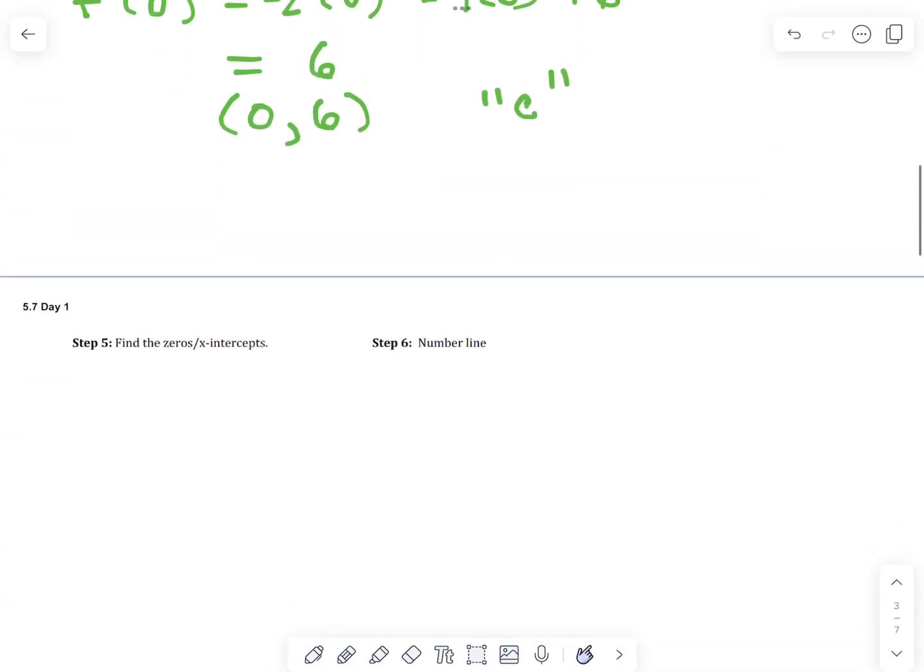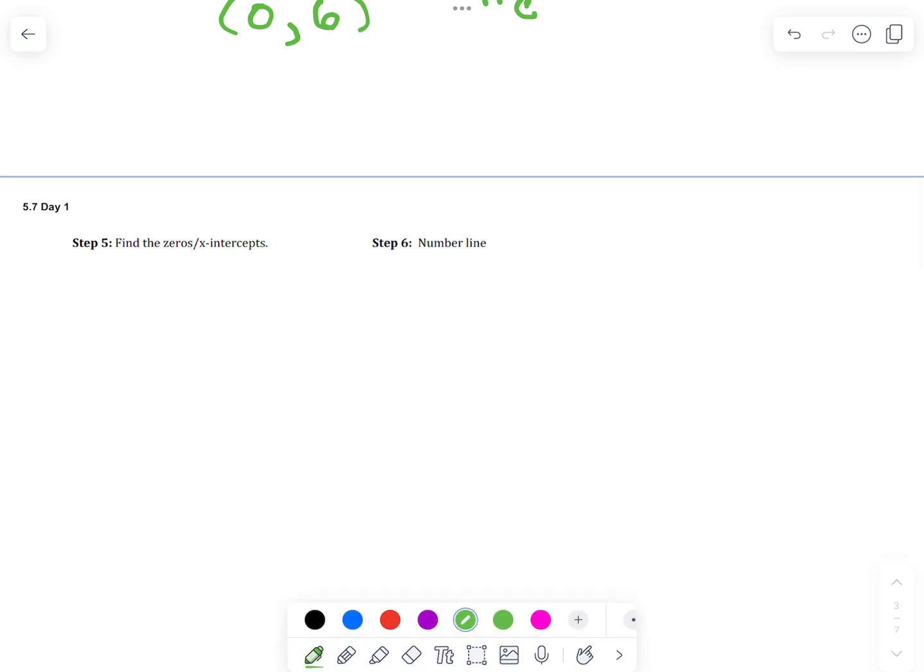What we're going to do next is to find the x-intercepts, or the zeros of the function. So we're going to set the equation equal to 0 to find our x-intercepts.